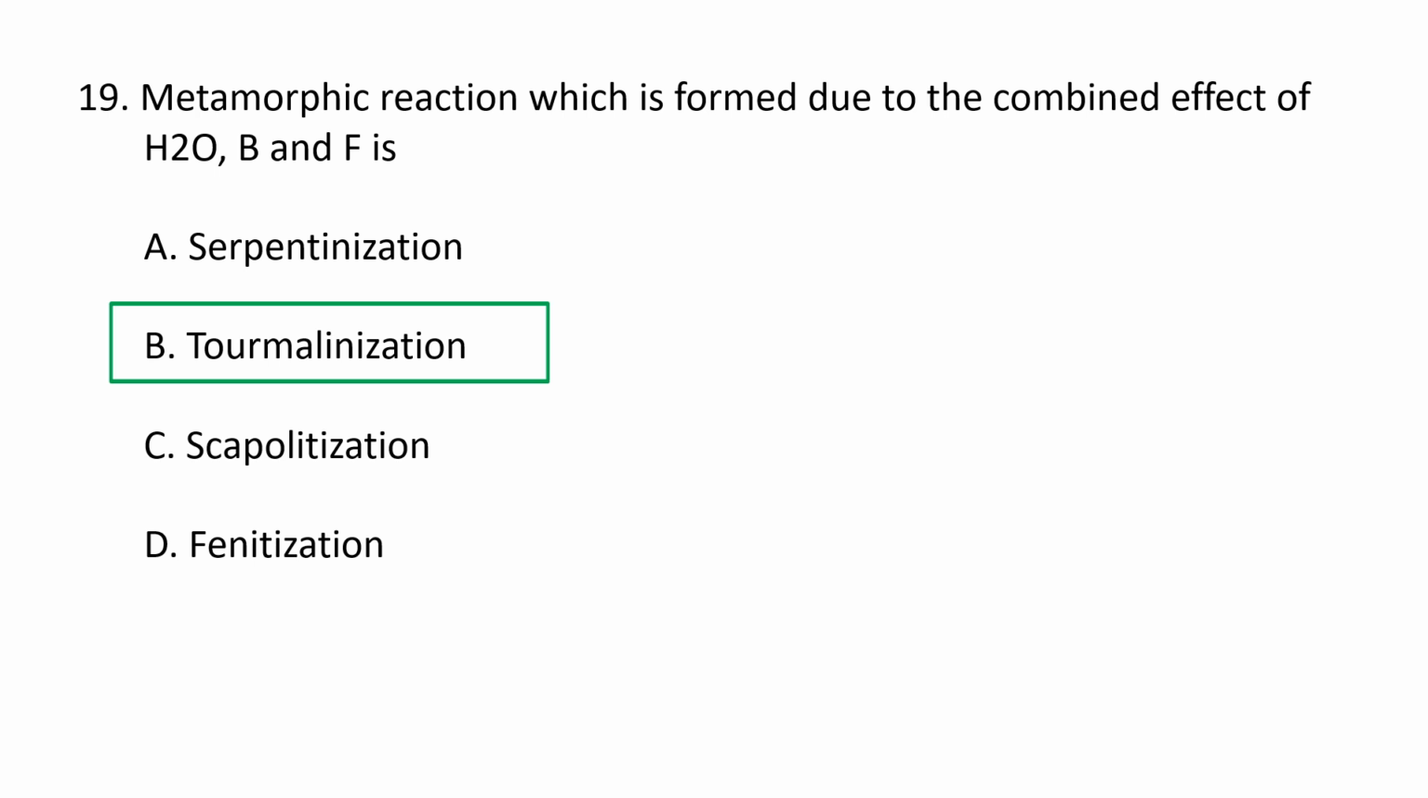Tourmalinization is a process that occurs when boron-rich fluids react with an igneous rock's mineral assemblage, replacing some or all of the existing minerals with tourmaline. The reaction produces a rock that contains tourmaline and quartz, and intermediate stages of the process can sometimes be preserved in granites also. So B. Tourmalinization is the metamorphic reaction which is formed due to the combined effect of water, boron and fluorine.